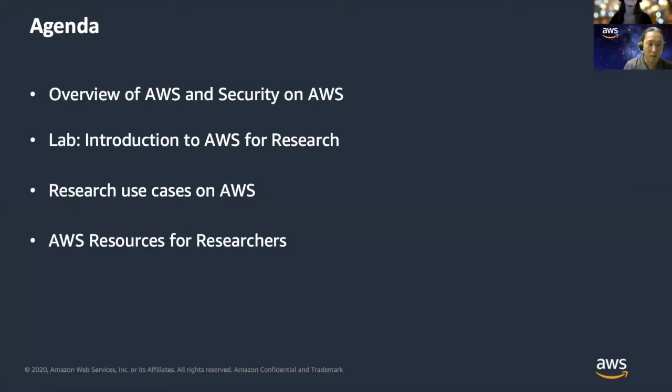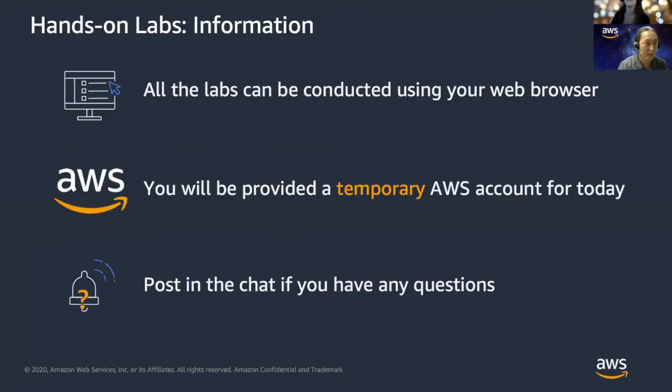After that's over, we're going to look at some research use cases for AWS, when you might use it, how it might be used. And then we'll end with a bunch of stuff on resources for UC Davis researchers. So all the labs are going to be in your browser. You'll find a temporary account credential today. Please let us know if you have questions or there's issues with that.